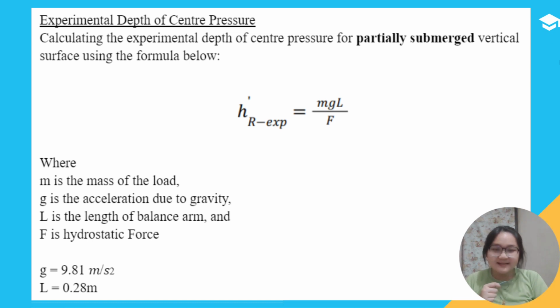Additionally, to determine the experimental depth of the center of pressure for a partially submerged vertical surface, we employed the formula H equals m g L over F. Here we utilize the mass of the load m, acceleration due to gravity g, length of the balance arm L, and the previously calculated hydrostatic force F.